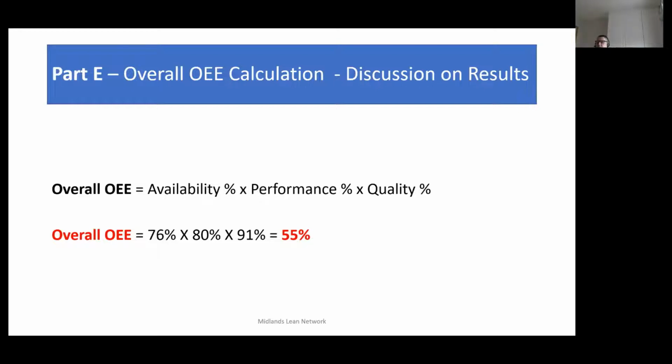Any increase in availability would increase the overall score. But how would you actually do that, the availability piece? So you're down at 76%. You've had a 24% loss in availability there, through downtime. What would you do there?